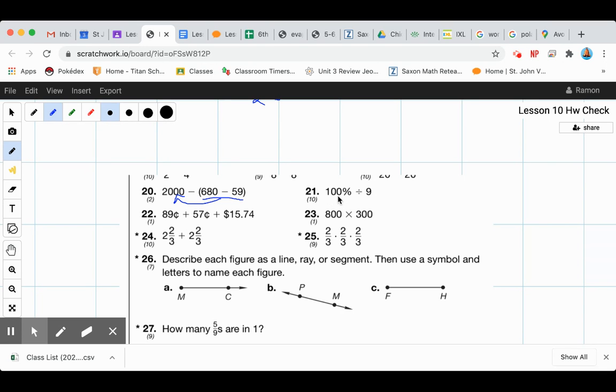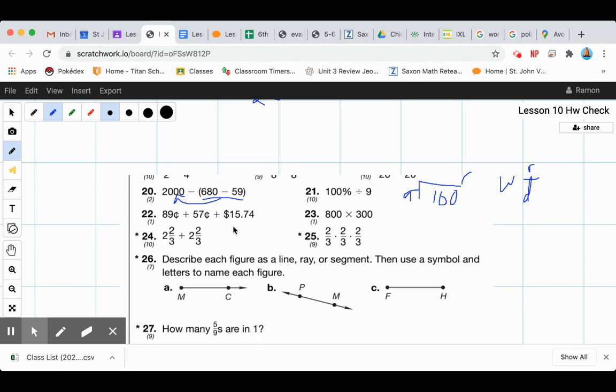For 21, we're being asked to find the percentage of 100% divided by 9. We will use long division to find that value. And remember that if we have a remainder, we have to turn that into a mixed number, where it's the whole number, the remainder, over the divisor.